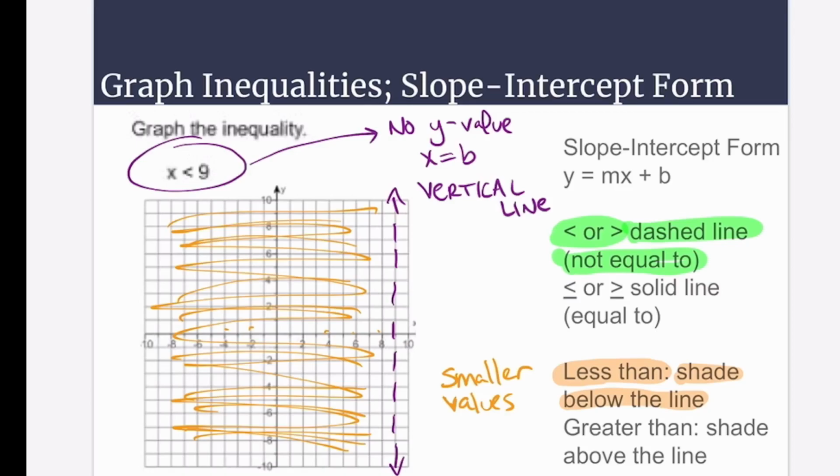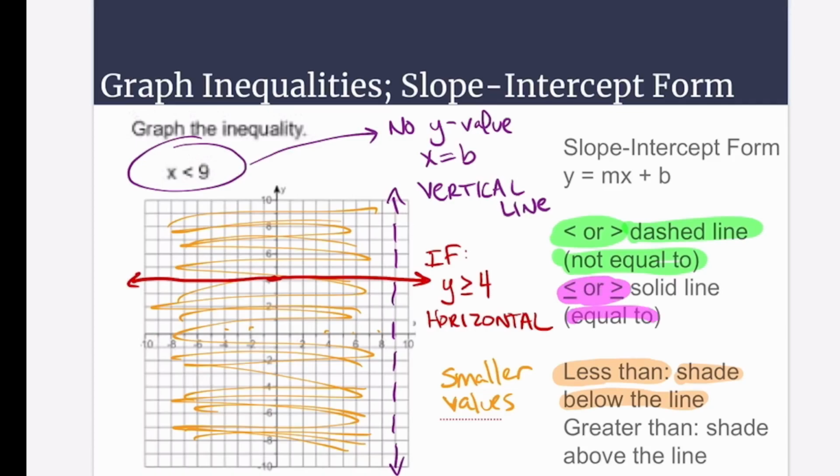If you have a similar problem where you're asked to graph y is, let's say, greater than or equal to 4, you would go to where y is 4. That would be, instead of a vertical, a horizontal line. The reason that's solid is because if you're using an inequality that has an equal sign, we use a solid line to graph that.